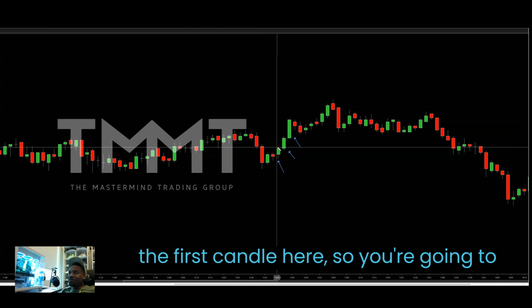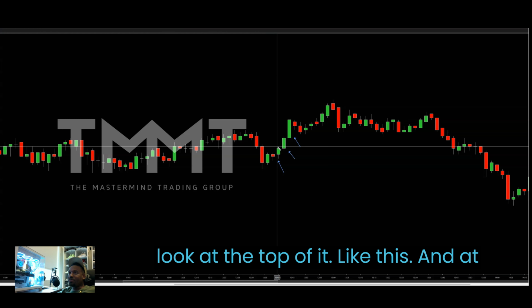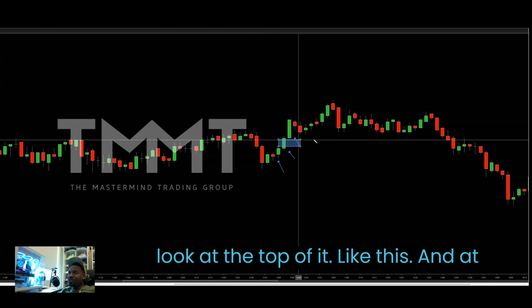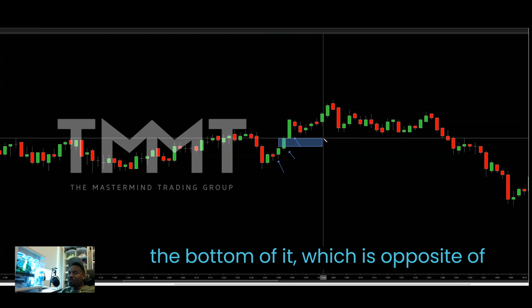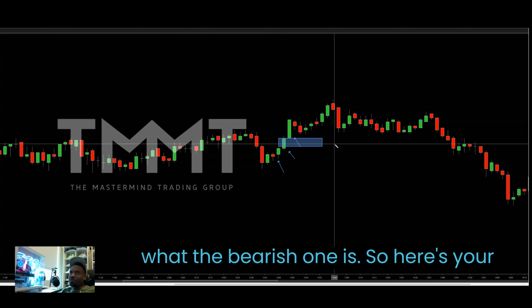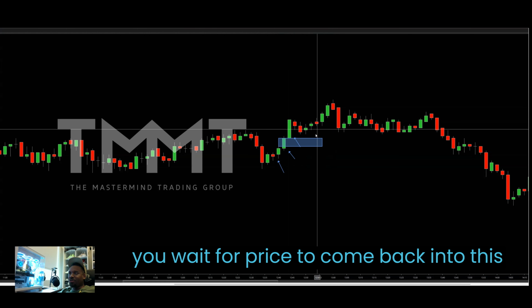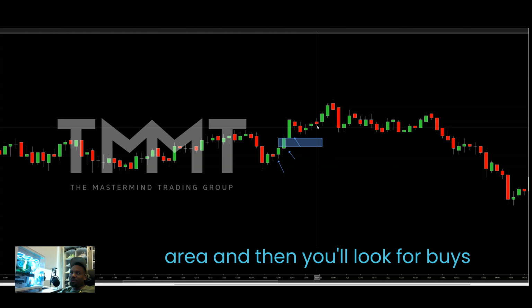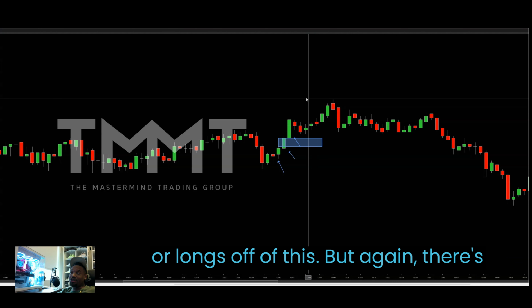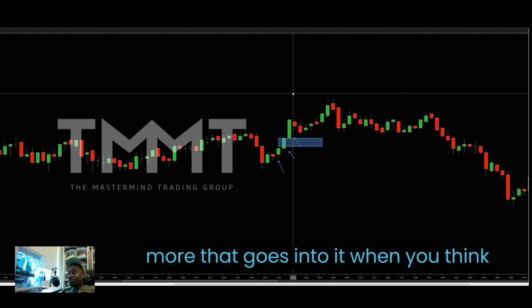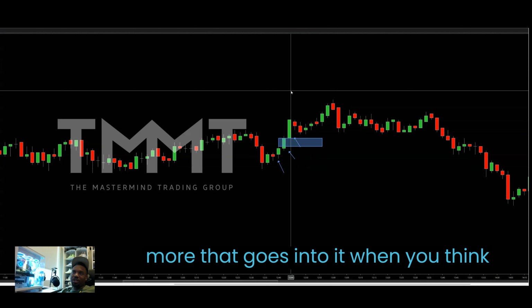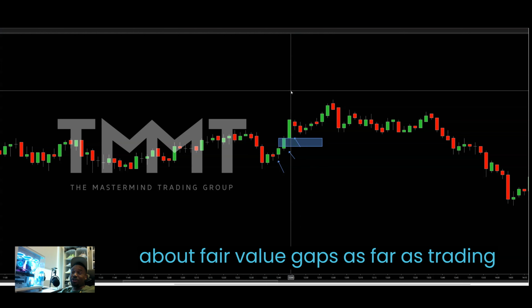So you're going to look at the first candle here, so you're going to look at the top of it like this, and at the third candle you're going to look at the bottom of it, which is opposite of what the bearish one is. So here's your bullish fair value gap, and same thing, you will wait for price to come back into this area, and then you'll look for buys or longs off of this. But again, there's more that goes into it when you think about fair value gaps as far as trading them.